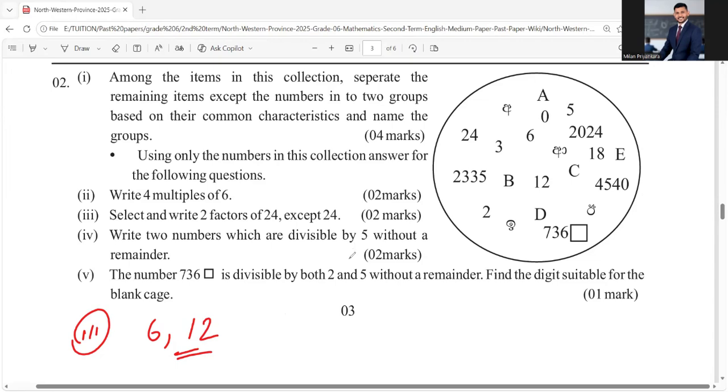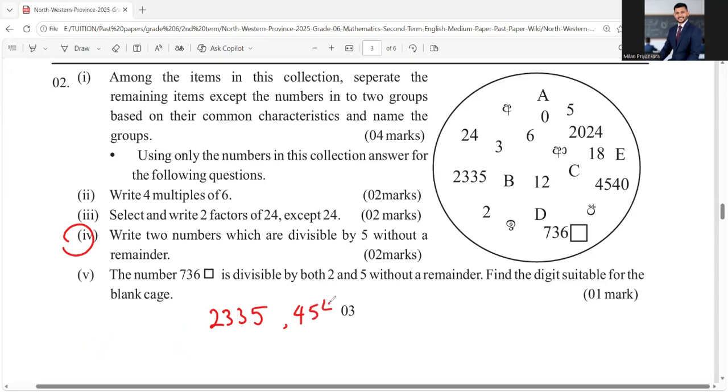And here, write down two numbers which are divisible by 5 without a remainder. Okay, if the number is divisible by 5, the last digit should be 5 or 0. Therefore, you can take, I'm writing this answer, fourth one, 2335. This is divisible by 5, 4540. That is also divisible by 5. That's right.